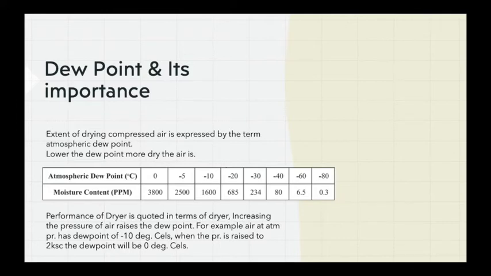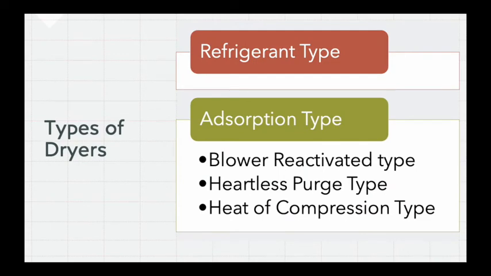So in the next slide I will be discussing the different types of dryers which are used in industry to remove the moisture present in the compressed air system. Normally there are two types of dryers used in any system: refrigerant type and adsorption type. In adsorption type there are further three categories of dryers: blower reactivation type, heatless purge type and heat of compression type. I will be covering each one of them one by one.